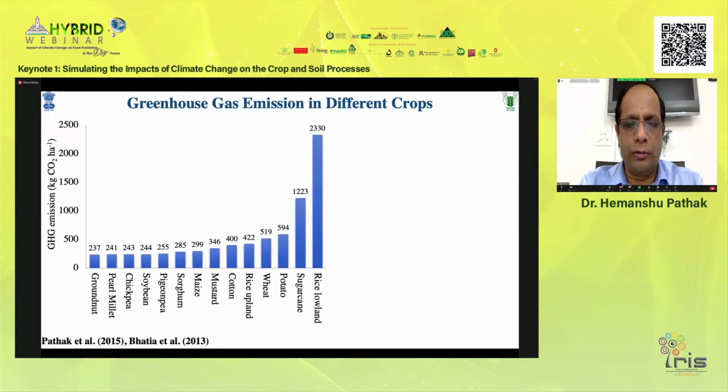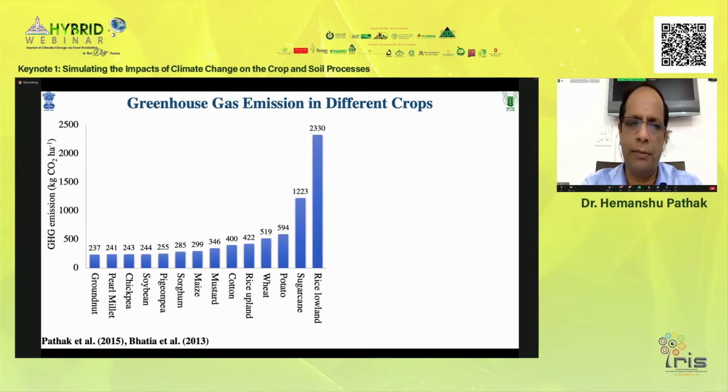Colleagues, you also know very well that this climate is changing because of emission of greenhouse gases. And agriculture is one of the major contributors of greenhouse gases, contributing around 10 to 12% directly. And if we include the deforestation part and other land use part, then the contribution goes up to 25%.